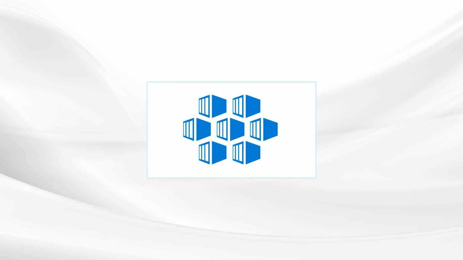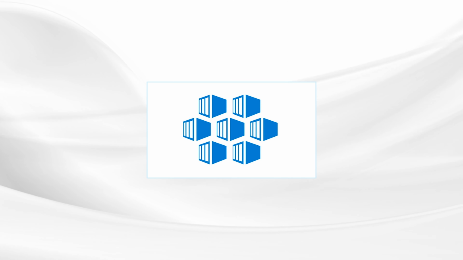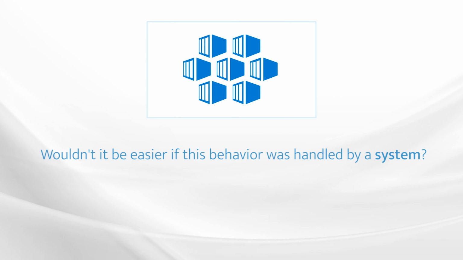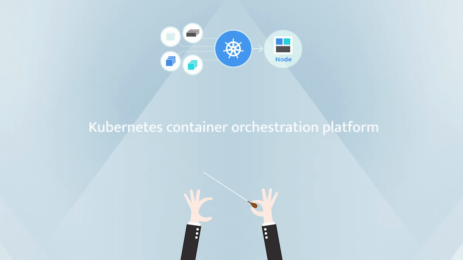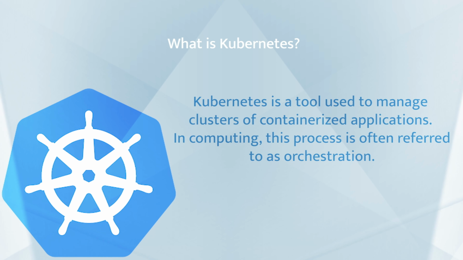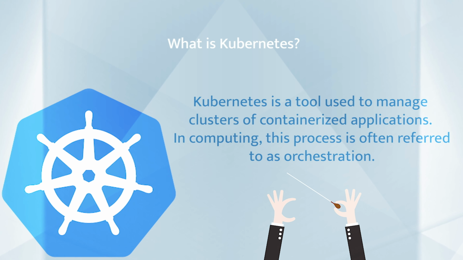However, in a production environment, you need to manage the containers that run the applications and ensure that there is no downtime. For example, if a container goes down, another container needs to start. Wouldn't it be easier if this behavior was handled by a system? That's where the Kubernetes container orchestration platform comes in. What is Kubernetes? Kubernetes is a tool used to manage clusters of containerized applications. In computing, this process is often referred to as orchestration.